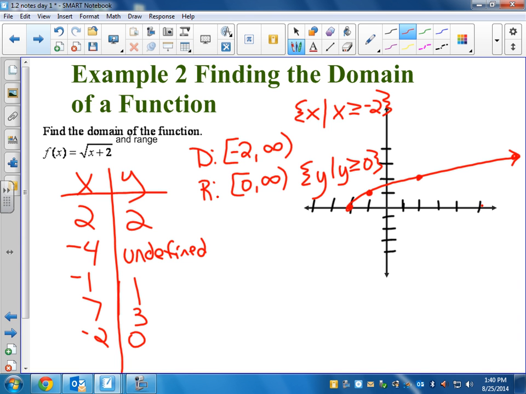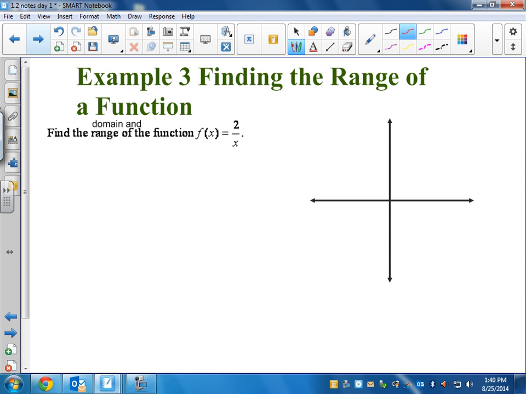Do you remember doing domain range last year? Like with everything you did domain range? Okay.